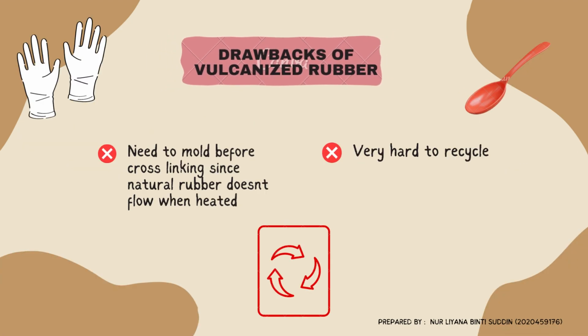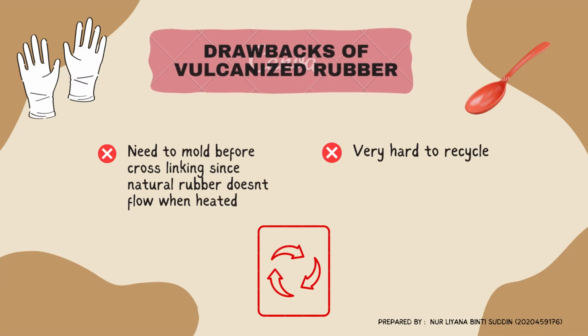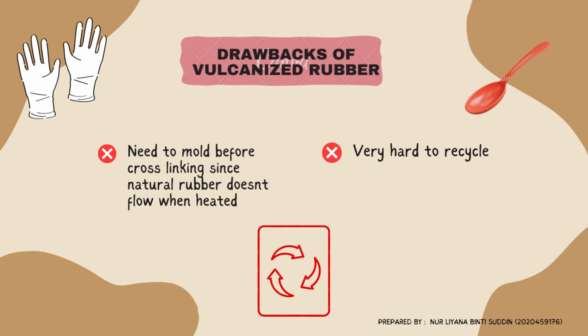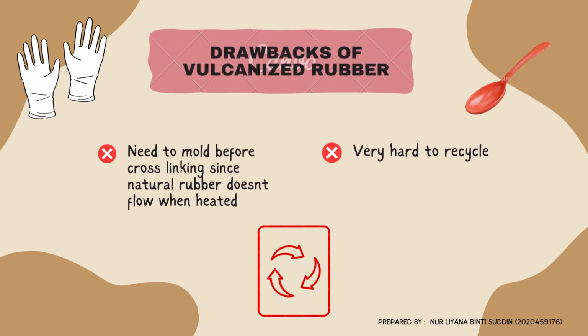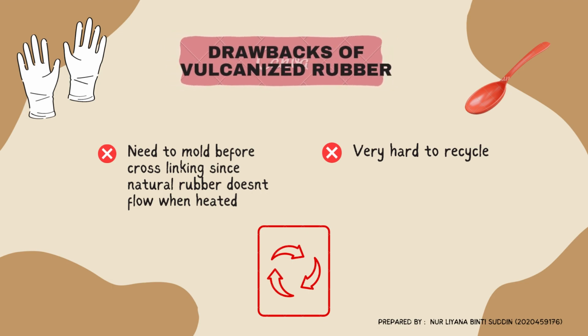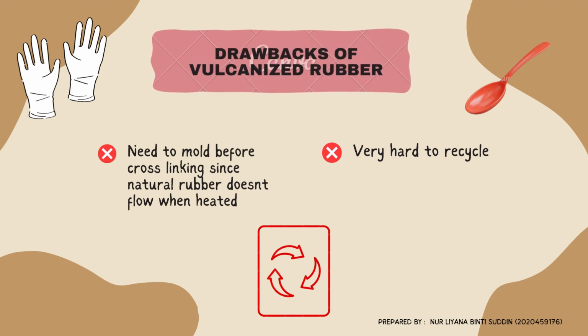The drawbacks of vulcanized rubber are, first, they need to be molded before cross-linking because natural rubber doesn't flow when heated, and second, it is very hard to recycle.